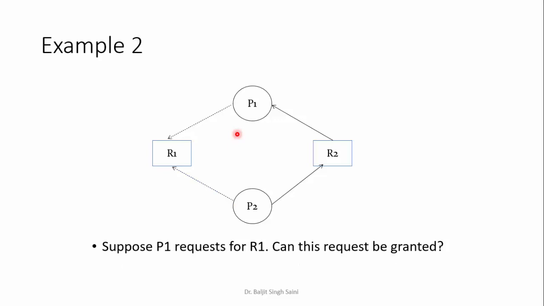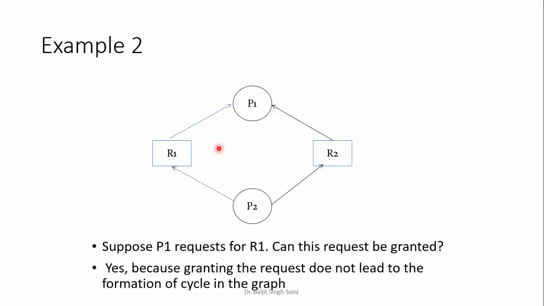Okay, one more example. Same scenario, but now P1 requests the resource R1. So can we grant this request now? What is the procedure? Step 1 is to change the claim edge to a request edge. Since R1 is free, we'll change the request edge to an assignment edge. Is there a cycle in the graph? No. Since there is no cycle in the graph, this means that it is safe to grant this request and there will be no deadlock. So this is how we can use resource allocation graph for deadlock avoidance.